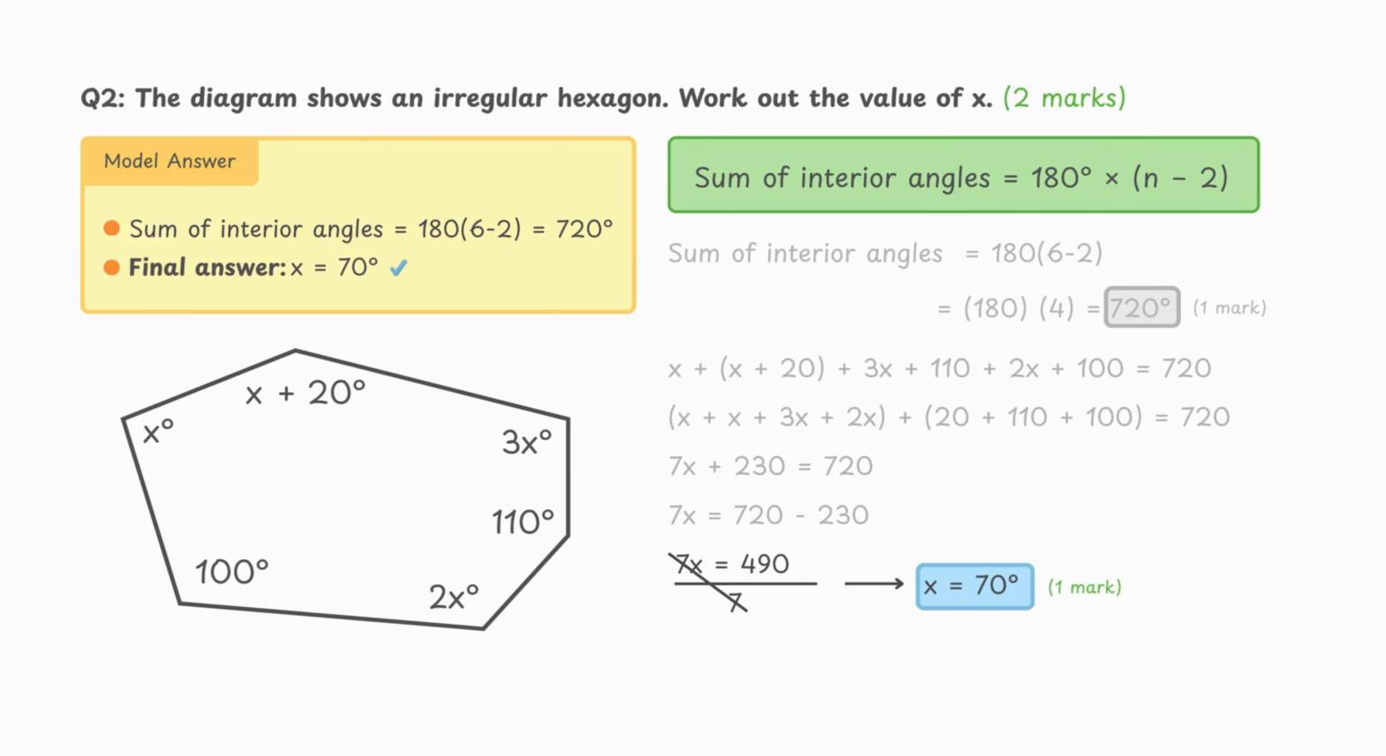Now take a moment to understand the process. First, find the total angle sum. Then, form an equation using all the interior angles. Then, simplify and solve. That is how you solve algebraic problems involving angles and polygons confidently.